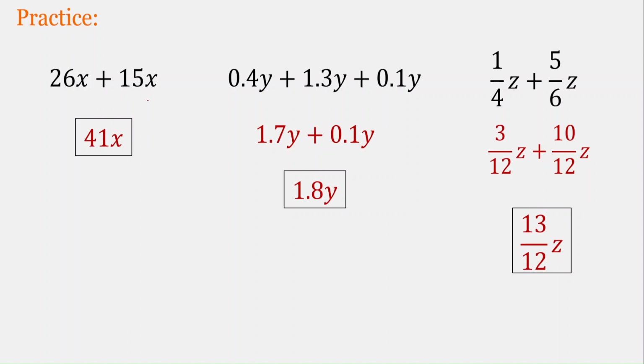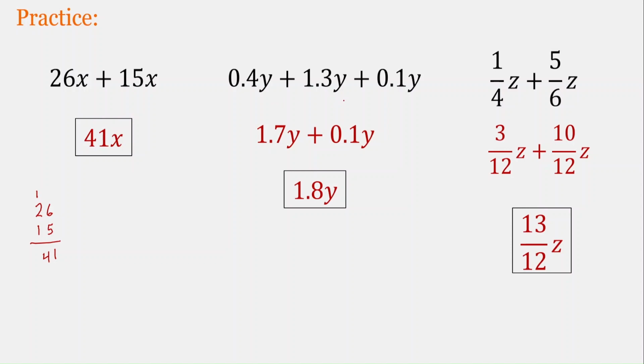So once again, we are combining like terms. All of the terms have the same variable raised to the same power. So now we will add these coefficients. If you need to, go ahead and just write this out using arithmetic. So 26 plus 15, 6 plus 5 is 11, carry that 1, that's going to give us 41.